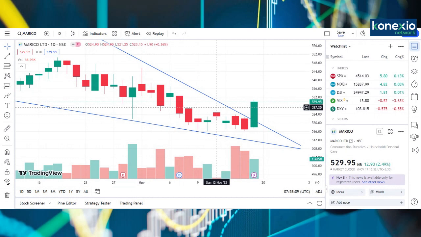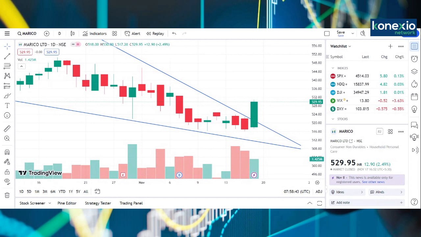Yes, this is a defensive stock, so we might not get a fast rally on the upside. This rally could be slow and gradual. So long-term investors, positional traders, swing traders can buy this stock on dips to 522 for an upside target of 563 in the short to medium term.